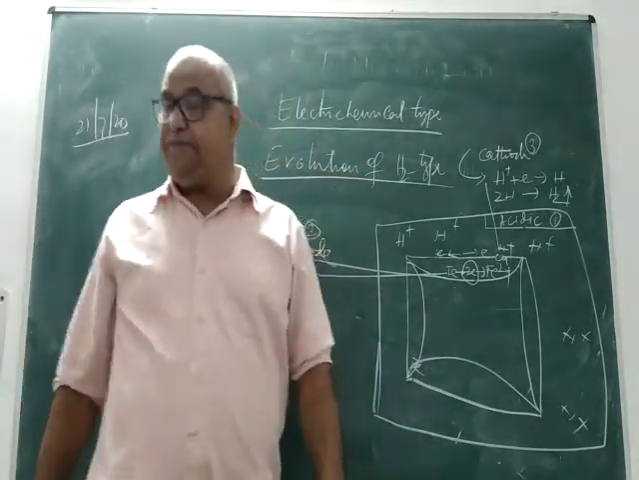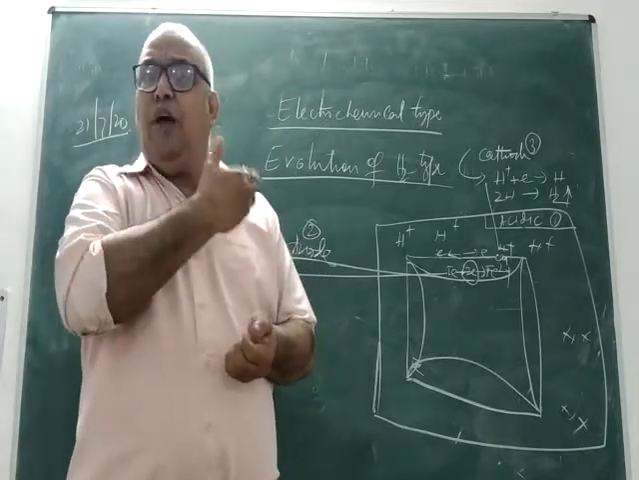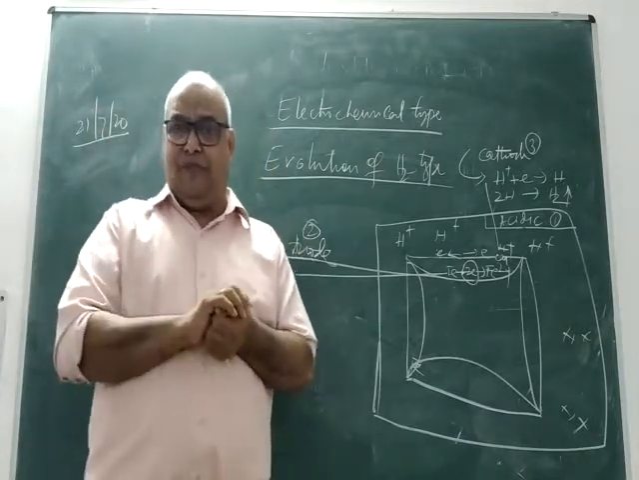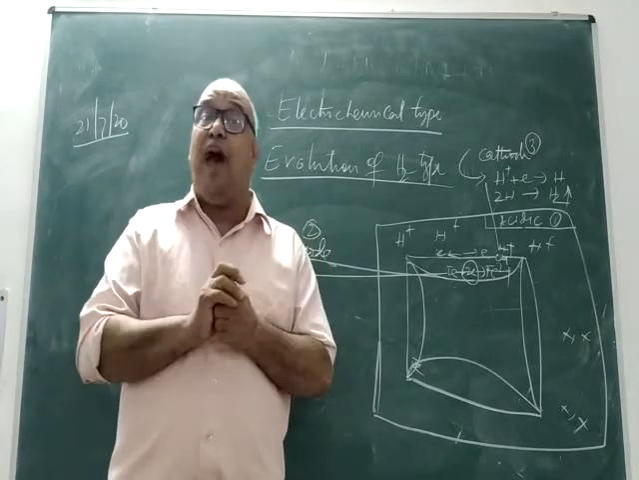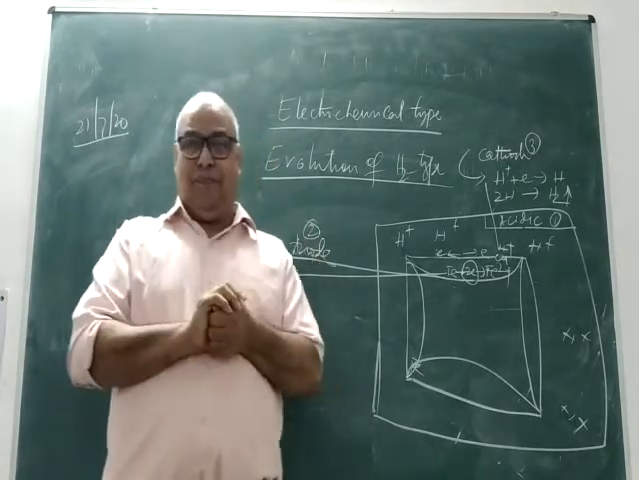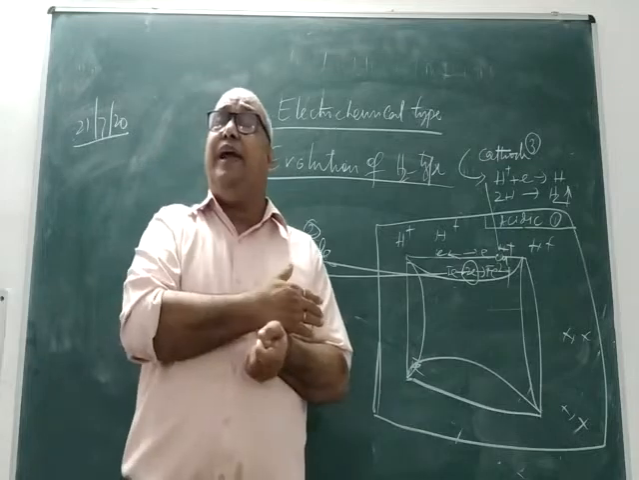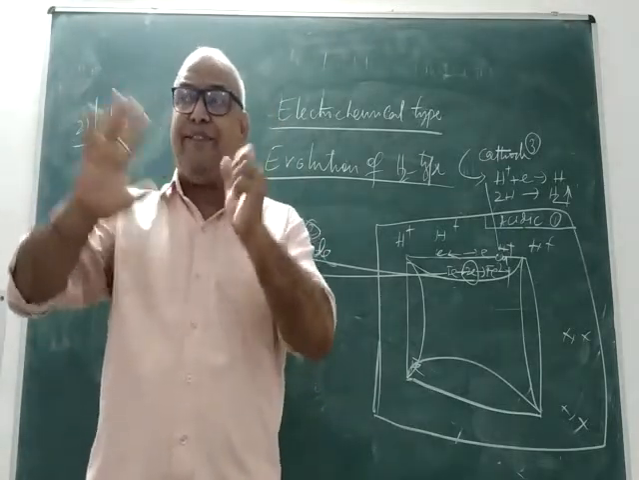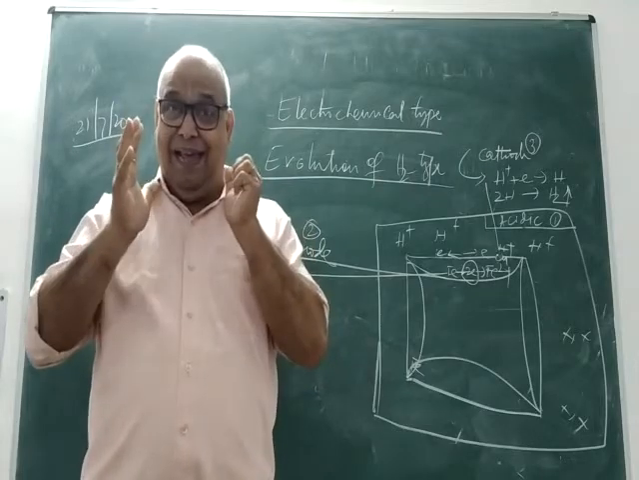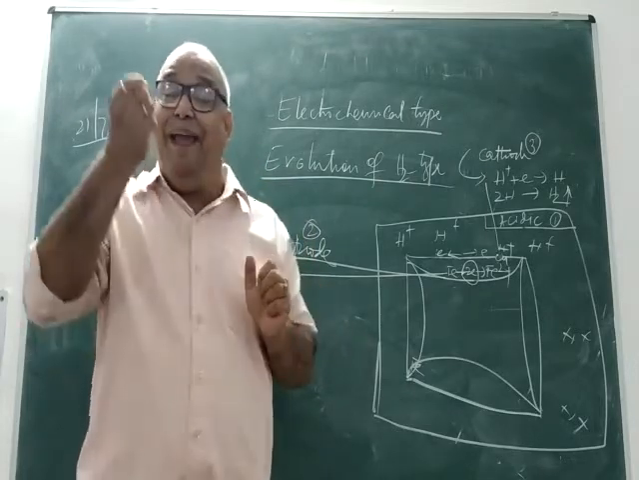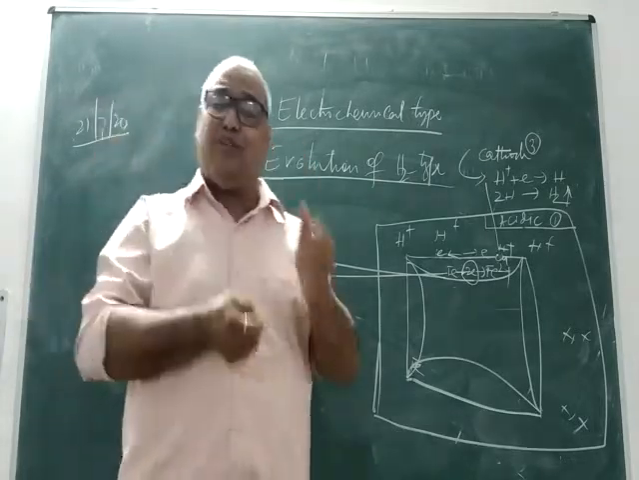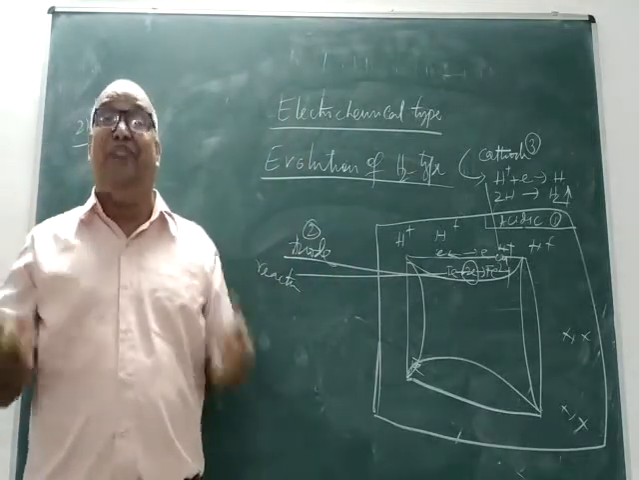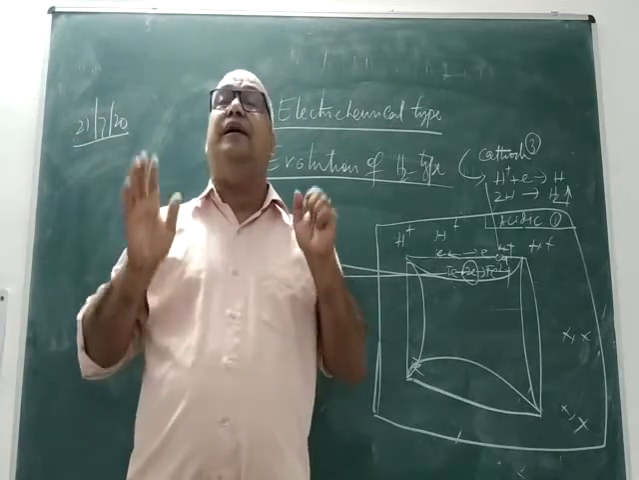Number 3, if you carefully observe, you will see that at anode, loss of electron takes place. It means electrons are being supplied by anodes. Anodic area being very large, supply of electron will be excessive. But cathodic area being very small, where absorption of electron will take place, therefore rate of corrosion will be very, very low.